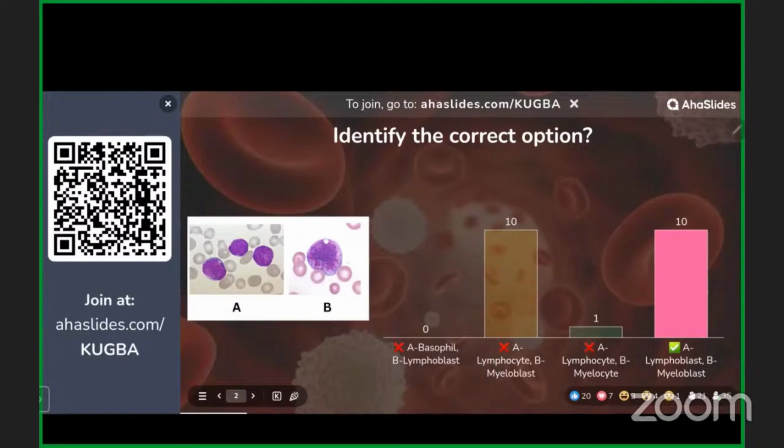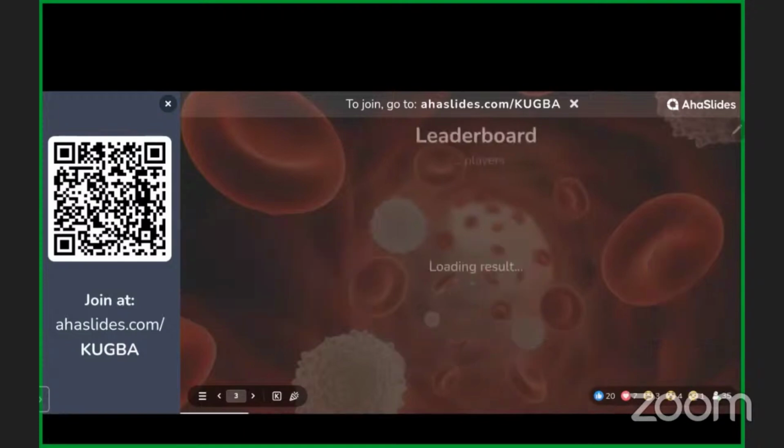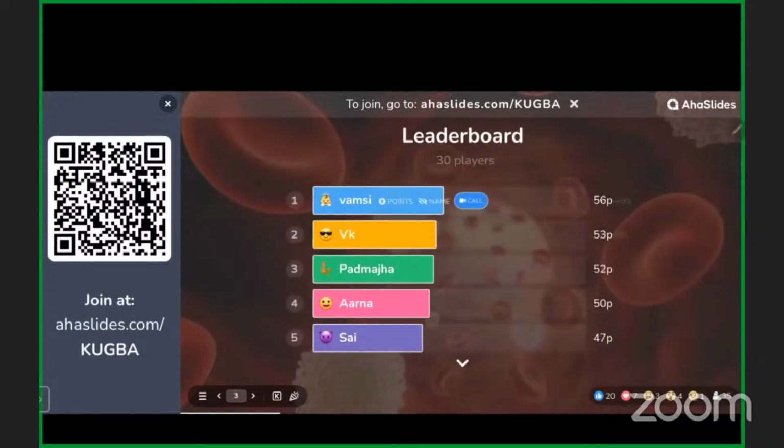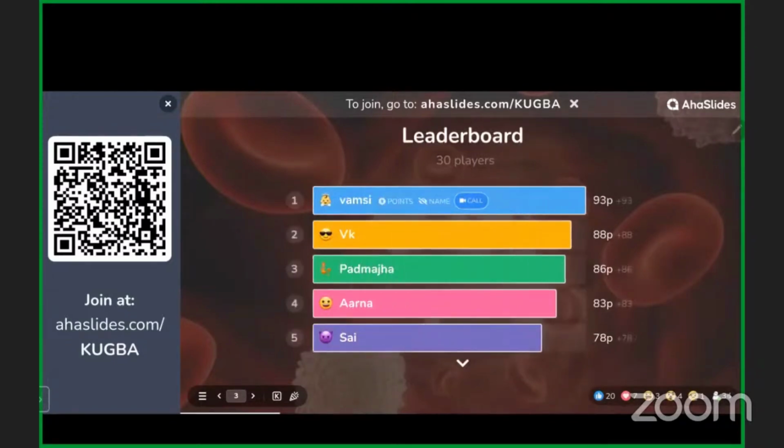Exactly. So let's see the leaderboard. We have Vamshi at first place, followed by VK, followed by Padmaja, Arna, and Sai. We have so many people below, and we'll be seeing their results also soon after the next question. I think it's a tough competition, there is not much difference of points. So let's move on to the next question. Shall we, Rupal? Sure.